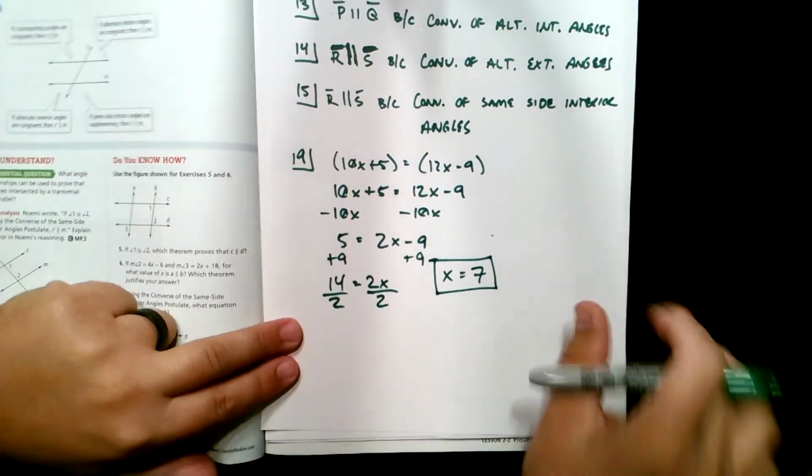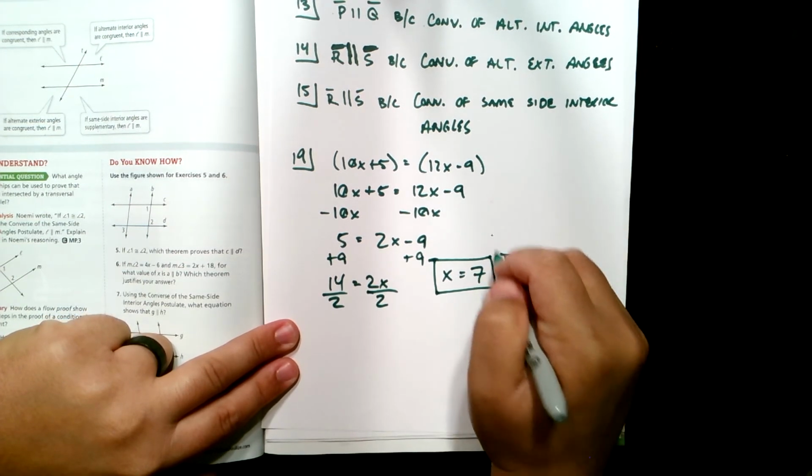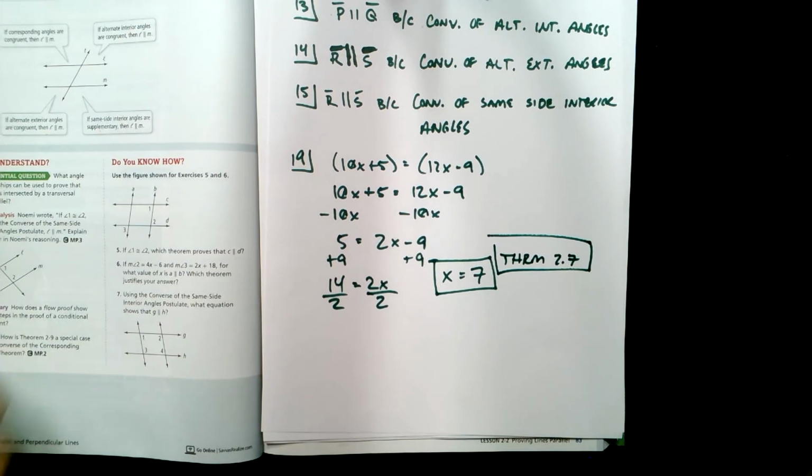And then which theorem justifies your answer? I think we said 2.7. Yep, 2.7 on page 80. So you'd write that again: Theorem 2.7.